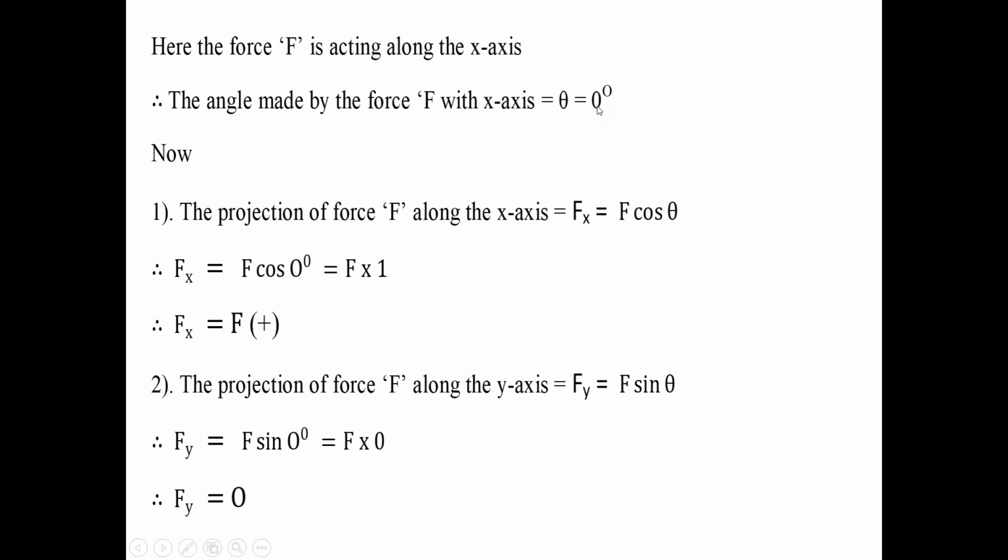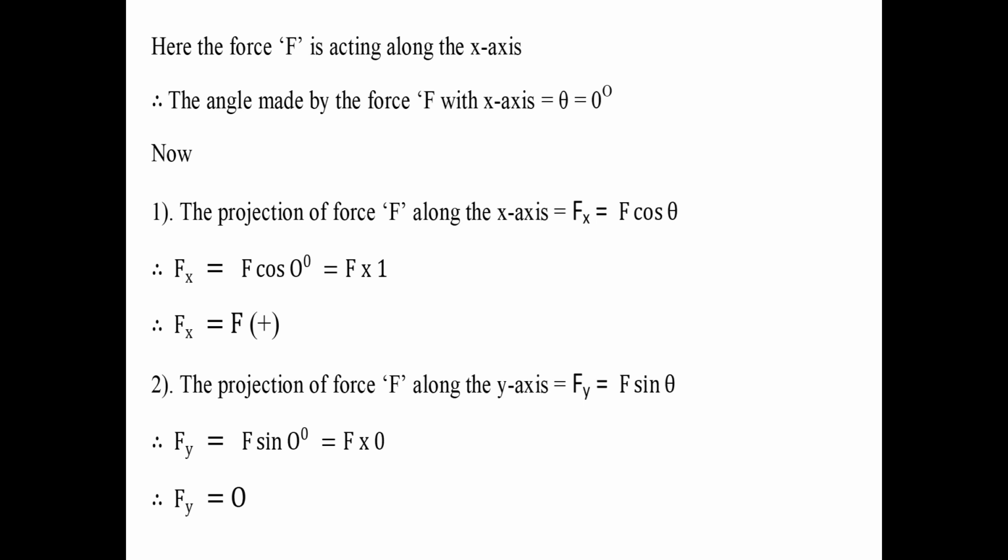0 degrees. Substitute 0 degrees here. So Fx is equal to F cos 0 degrees. Cos 0 degrees is 1. So the projection Fx is equal to force F. What does that F indicate? It is the magnitude of force F. So Fx is equal to F. What is Fx? The projection on x-axis. What is F? The magnitude of the force F.